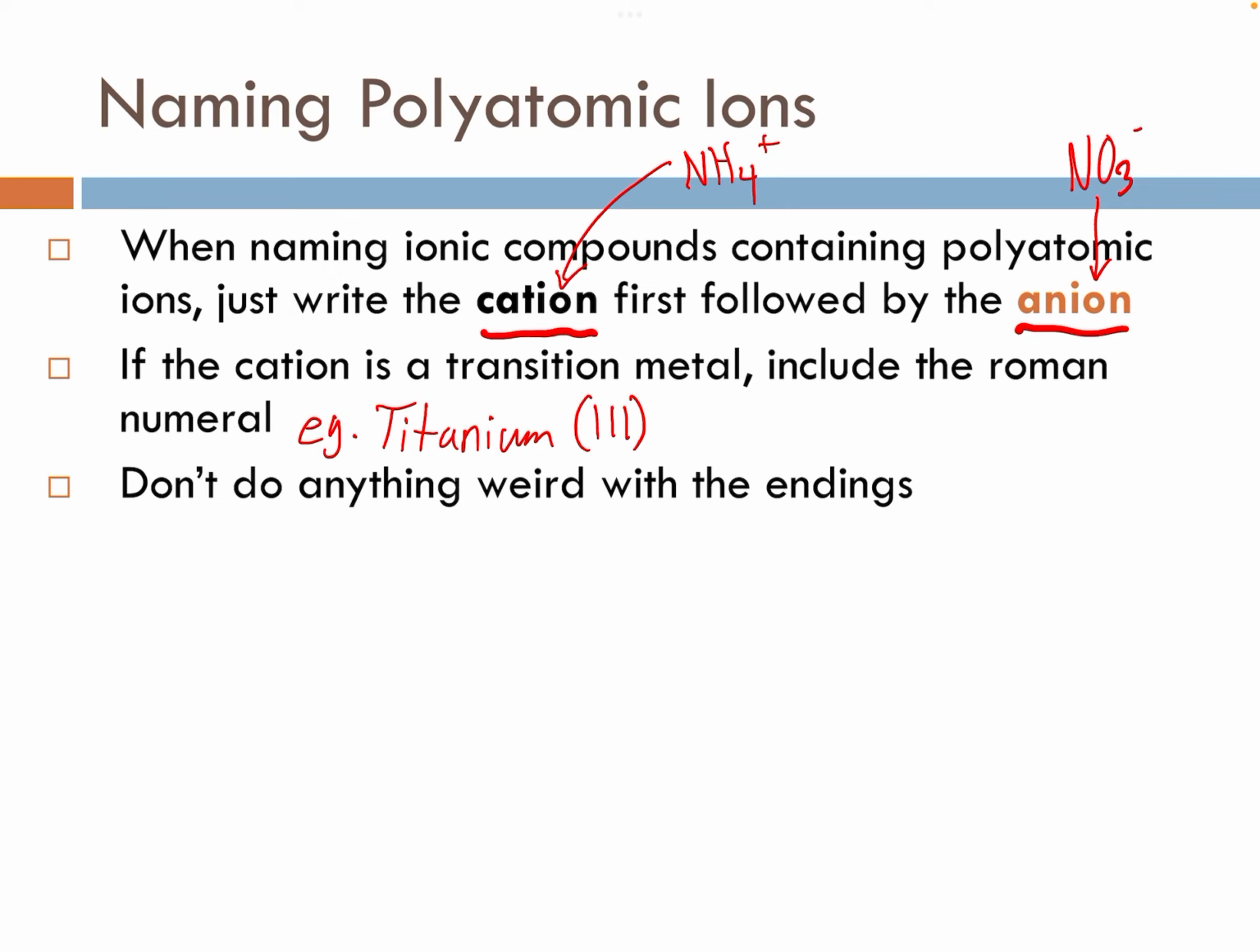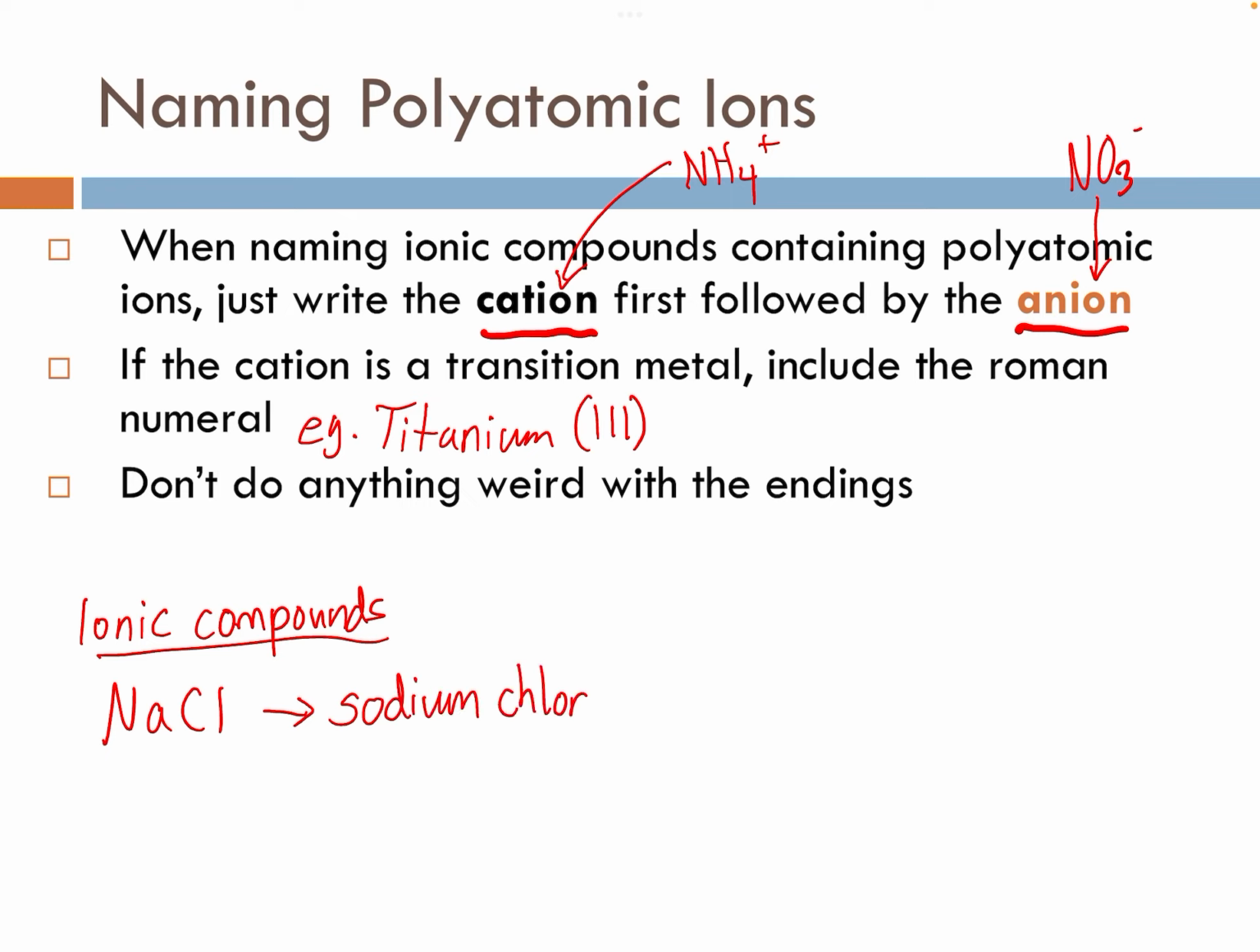So if I think about ionic compounds, just for comparison, let's say you had NaCl, right? You would know that this is a sodium bonded to a chlorine, but you wouldn't call it sodium chlorine, you'd call it sodium chloride. Instead of "ine" here, you'd write "ide" in the naming. So with ionic compounds, we change the ending of the nonmetal of the anion.